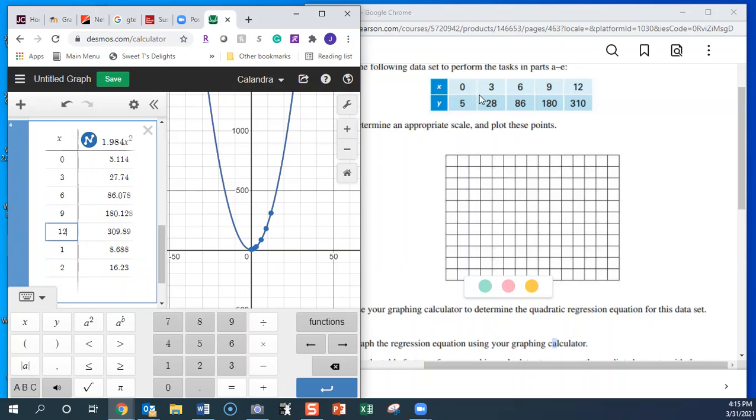Now what we could do, we could look here and compare it here. 0, this is a little over 5. 3, this is a little under 28. 6 is close to being the same. 9 and also 12. If you round it to the whole numbers, they all would be the same. So it's very, very close.